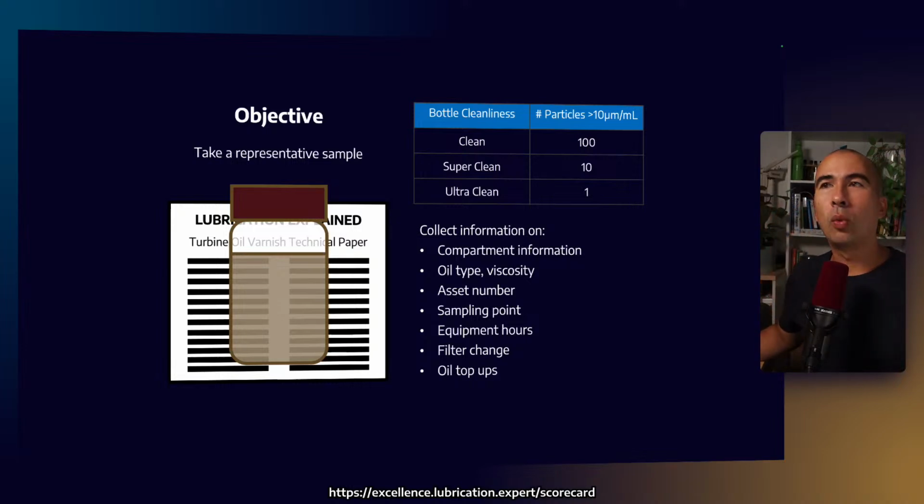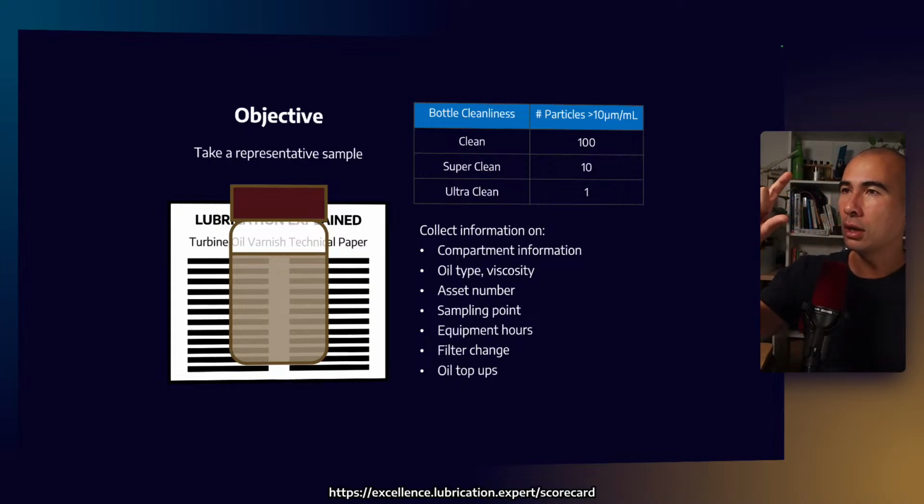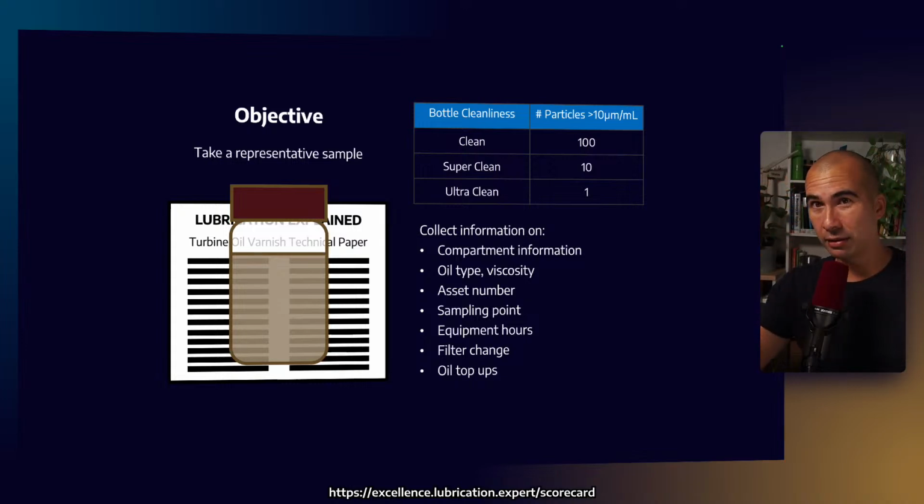Now, why have I put a newspaper behind the sample? Even when we take the sample, the first thing that we want to do is make a visual inspection of the sample. And in some cases, we might even want to smell the sample. Different oils smell different. But in a visual inspection, is there any visible sediment in it? That's a bad sign. Are there any visible metal shavings? That's a really bad sign.